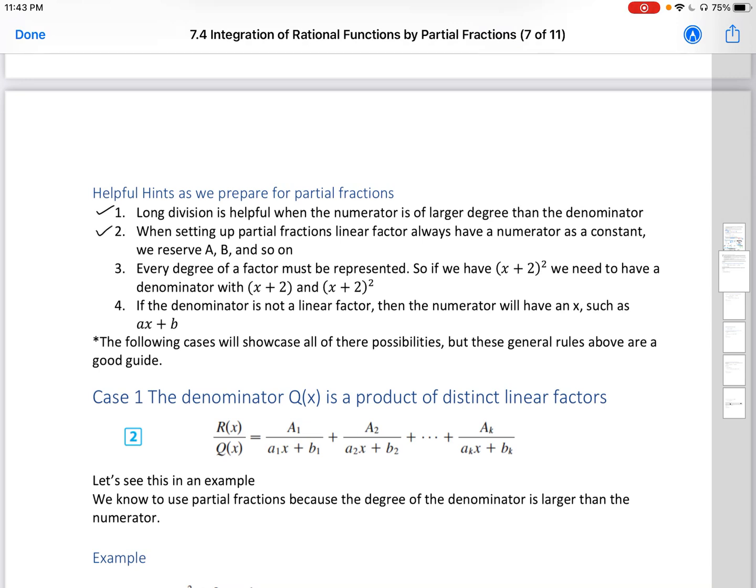When setting up partial fractions, linear factors always have a numerator that's a constant, and we'll see these in very future examples. 3, every degree of a factor must be represented. So we have something like x plus 2 quantity squared. We need to have an x plus 2 and then an x plus 2 squared. And we'll see this again with these examples we're going to be doing. Last rule is if the denominator is not linear, so something that has like an x squared or an x cubed or something along those lines, then the numerator will have an x, such as ax plus b.